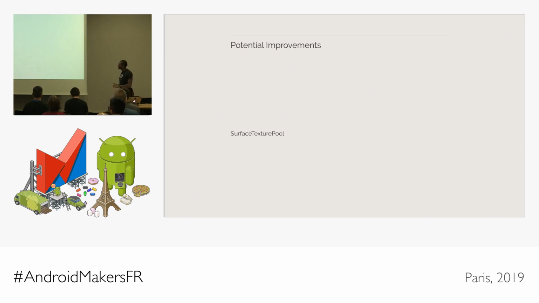A potential thing that could be of help here is to pool surface textures. I mentioned that for 360 video, we create our own surface texture. So you can create a pool of surface textures and then have your texture view just grab from that pool when it needs to.